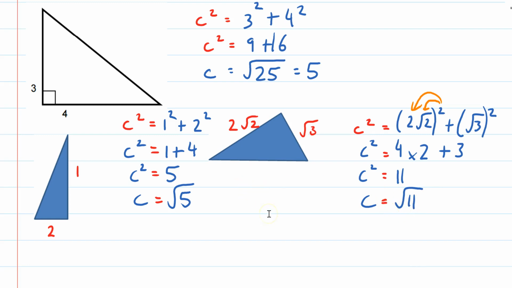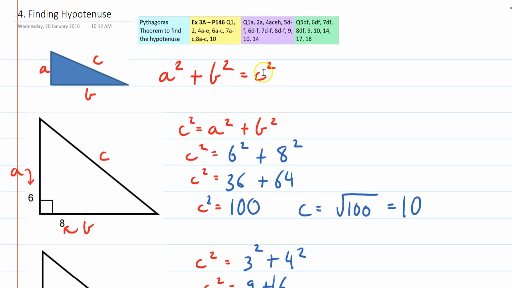Pretty straightforward though. So that's finding the hypotenuse length. In the next lesson we'll look at finding all sides using the Pythagoras theorem at the top here.